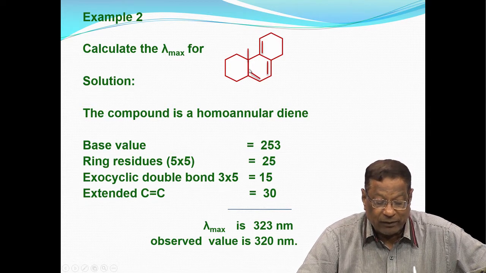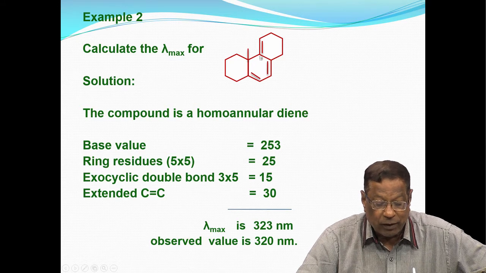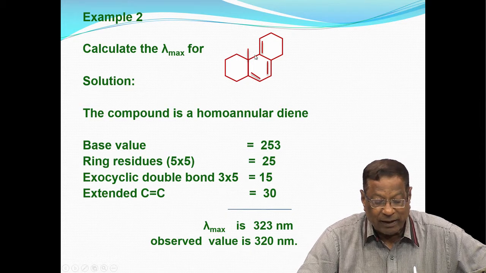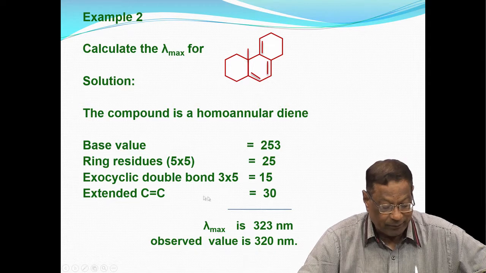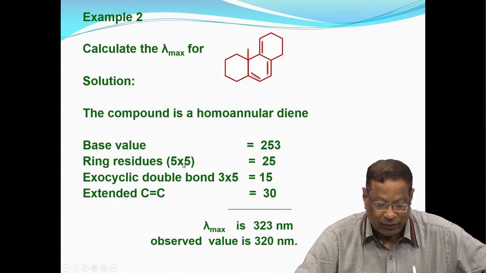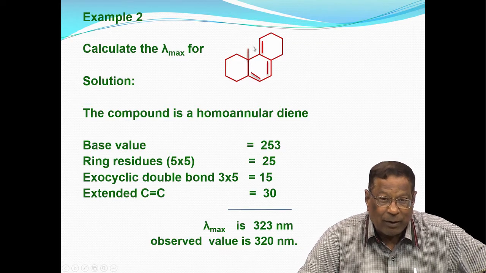Okay. So, you can see that if I start from the left, inside the ring there is 1, 2 and then 3, and then 4, this is 5. 5 alkyl substituents are there, ring residues. So, actually these are ring residues, and alkyl substituent means there will be one CH3 group or something like that. So, we know that an alkyl substituent adds about 5 nanometers to the base peak. So, this contributes 25 nanometers.